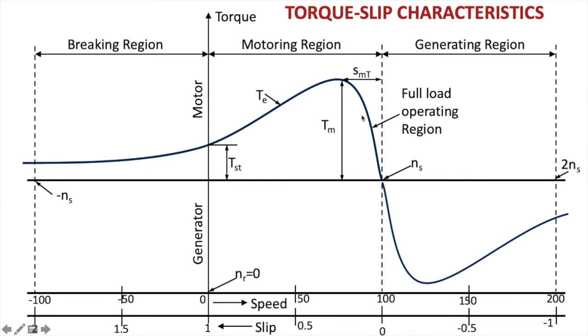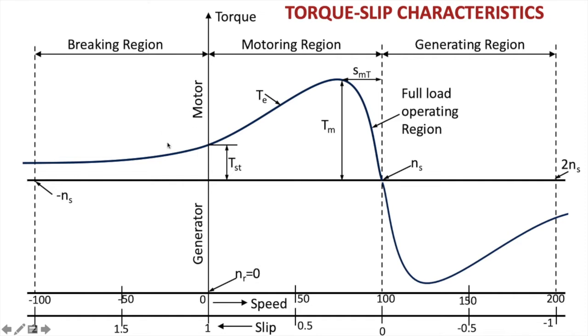Now if the motor speed is somehow increased above the synchronous speed, then the motor starts operating as a generator, and that gives the induction generator. For the induction generator, the motor has to run above the synchronous speed, that is the slip has to be negative, and only then will the motor operate as a generator.